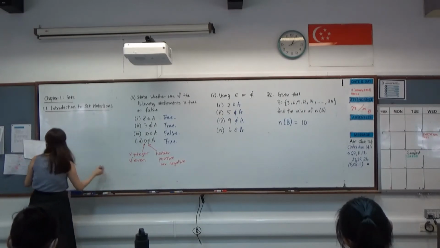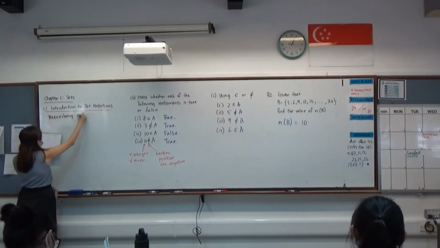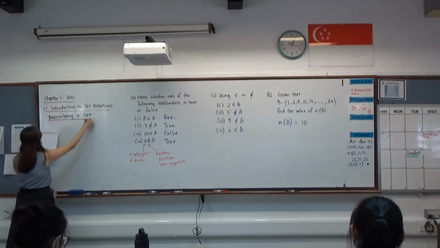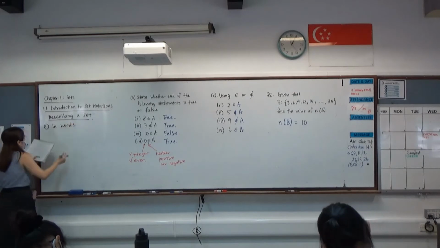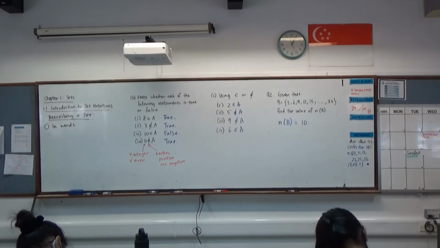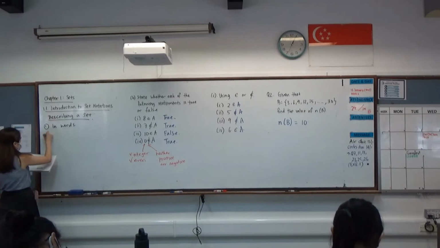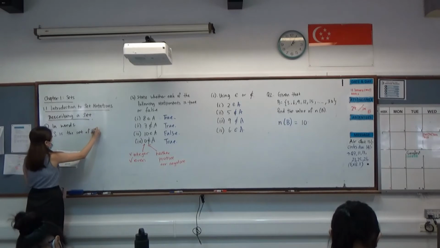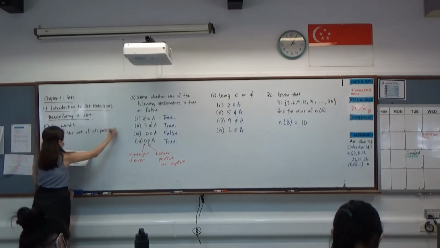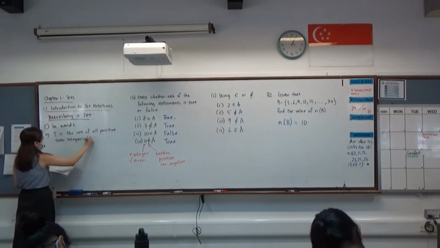Now that we have warmed up to the notation, we look at describing a set. We can describe a set in 3 different ways. One of them is in words. So for example, I can have S is the set of all positive even integers less than 10, which is what you saw earlier.